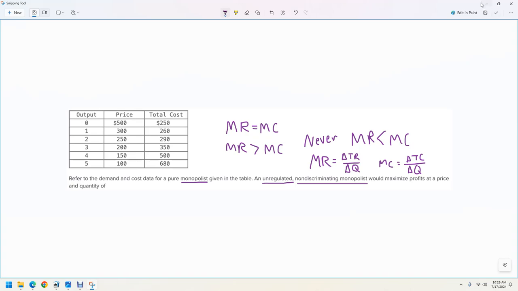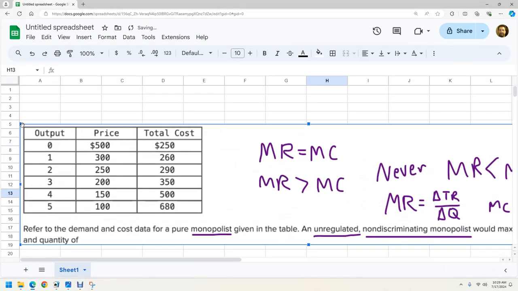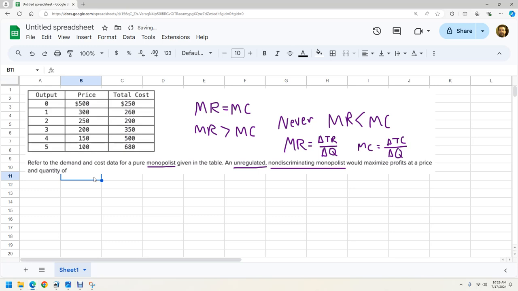So I'm going to grab this. We're going to use Google Sheets to do all this. And let's do it. Okay, so here we are in Google Sheets. You could do this by hand, but Google Sheets is pretty efficient, because if you had a different quantity or different output, you now have the format for how to do this.